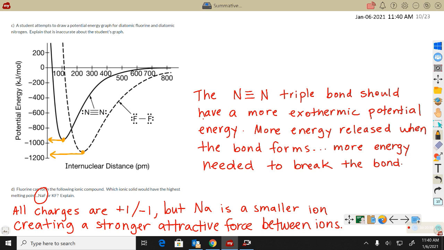And then part D, which ionic solid would have the higher melting point? So again, if I'm melting, I'm separating the ions. So the higher melting point means I need more energy to separate the ions. So there's a stronger attraction. Here you've got everything with a +1 or -1 charge, but the sodium would be smaller than the potassium, and they can kind of tuck and pack more closely together, and that would create the stronger attraction, which would then leave us with a higher melting point. Very good, I like that stuff.